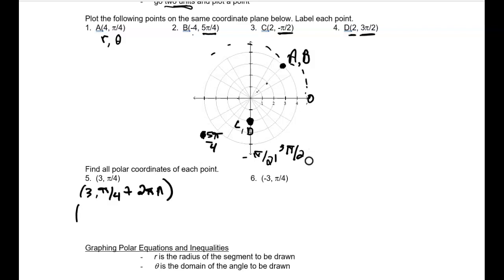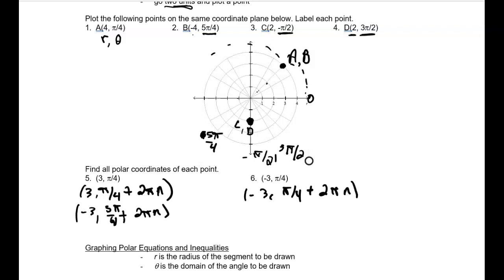We could also possibly use negative 3 if we wanted to say, let's look at 5 pi over 4. So you're looking at 5 pi over 4, but you go backwards. And then just say plus 2 pi again, over and over. So negative 3, and then say pi over 4 plus 2 pi n.